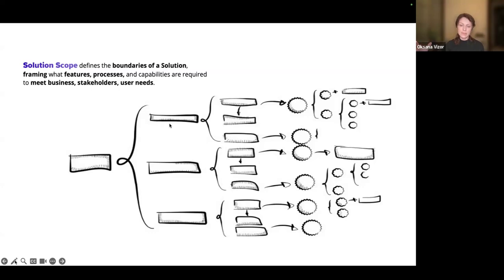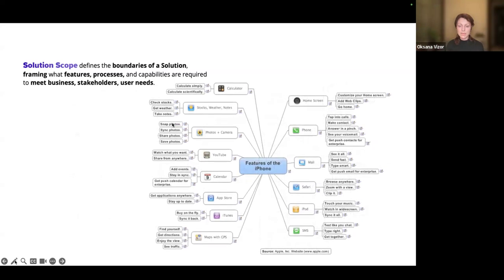And here we will see the next term, solution scope, because the solution scope sets the boundaries of the solution, framing the features we will have to implement and the processes and capabilities that are required, and all this helps us to meet the stakeholders' needs, the business needs of our requesters and of our customers. As you may see, we previously saw a fancy picture of functional decomposition. Here you may see a real-life example of functional decomposition. Even large product companies, for example Apple, use visual language and visual techniques to manage scope.